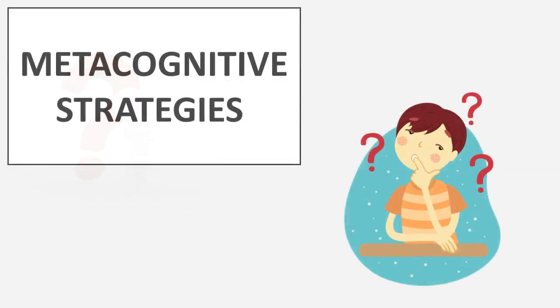The best students, however, can plan, monitor, and evaluate which kind of strategies work best and when to use them. Students who display this kind of behavior often make much greater progress. This brings us to metacognitive strategies. Metacognitive strategies are often described as thinking about thinking.